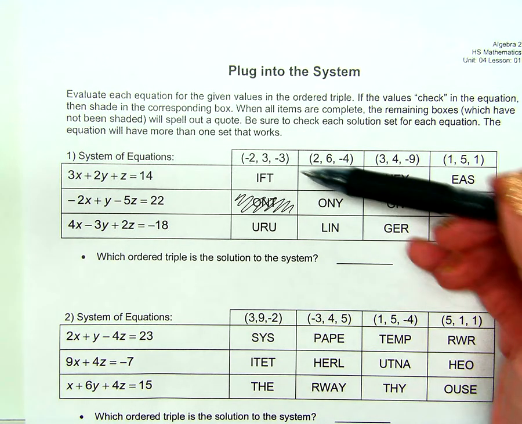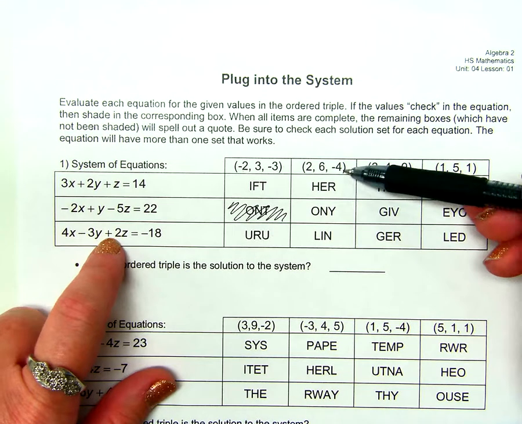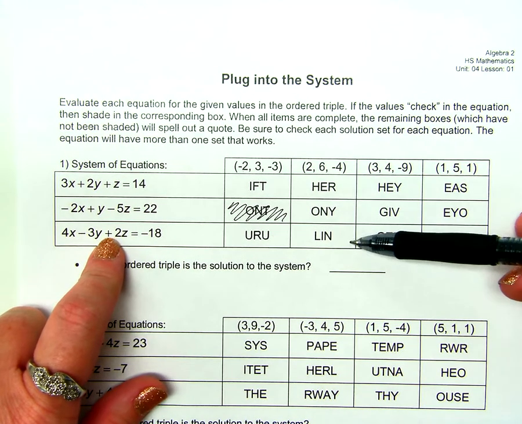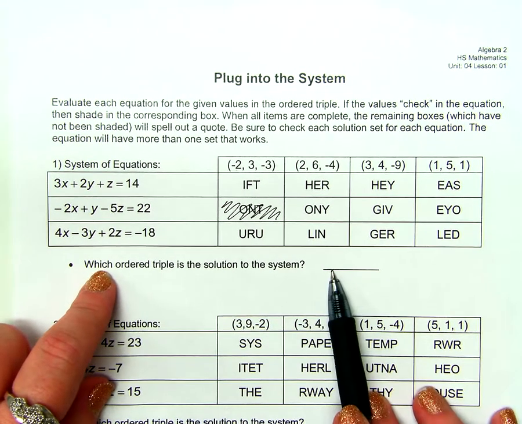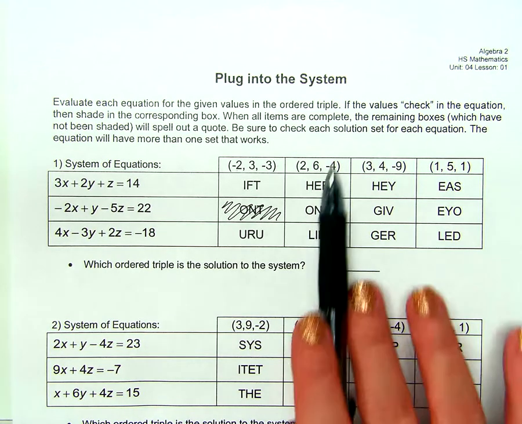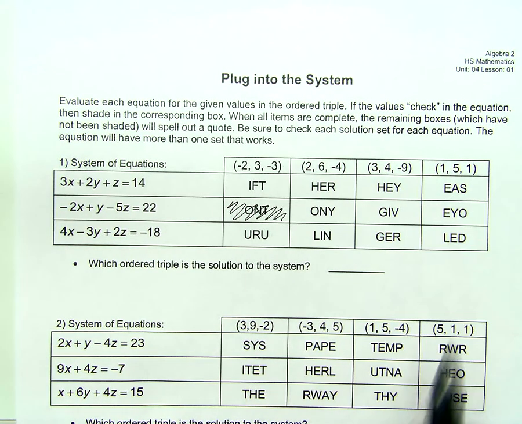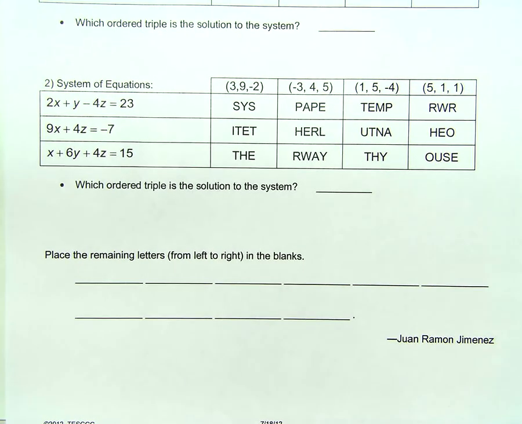Okay? Then you'll try this point in this equation. Then you'll try this point in the first equation, and second equation, and third equation. If it works, shade it. If it doesn't work, don't shade it. When you get all the way done, it wants to know what the solution is. How are you going to know which one's the solution to this system right here? The whole column is shaded in, right? Okay. Then at the very last part, take the remaining letters from left to right and put them in the blanks, and it forms a quote. Okay? Any questions about that? You got it? All right. Peace.